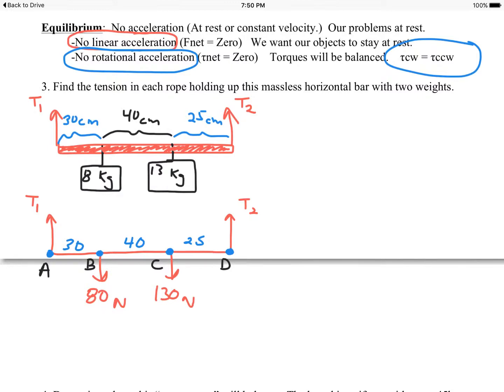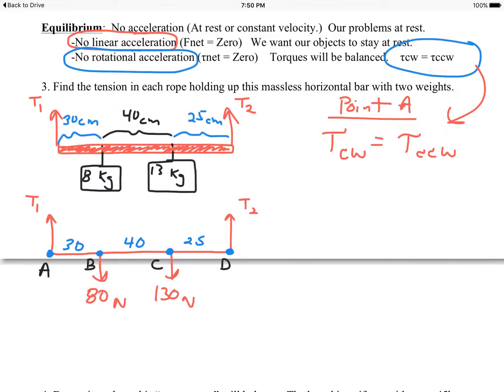If I pick point A as my reference point, so I'll do the calculation over here. So point A is my reference point. And what I want to do is balance out the torques. I want my clockwise torque to equal my counterclockwise torque. Now, it seems very simple. Clockwise is the way that the hands on a clock travel. Counterclockwise is the other rotational direction. But it's easy to mess this up.